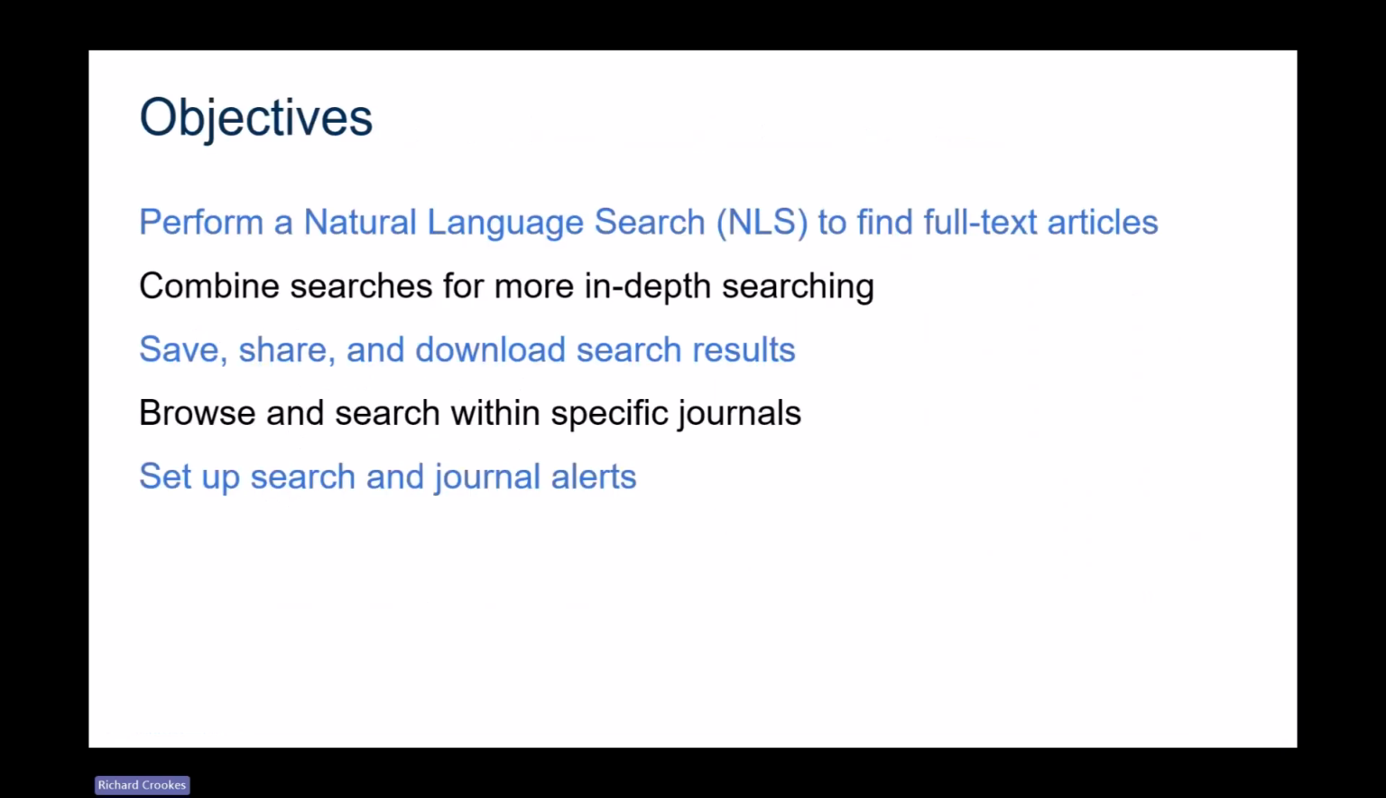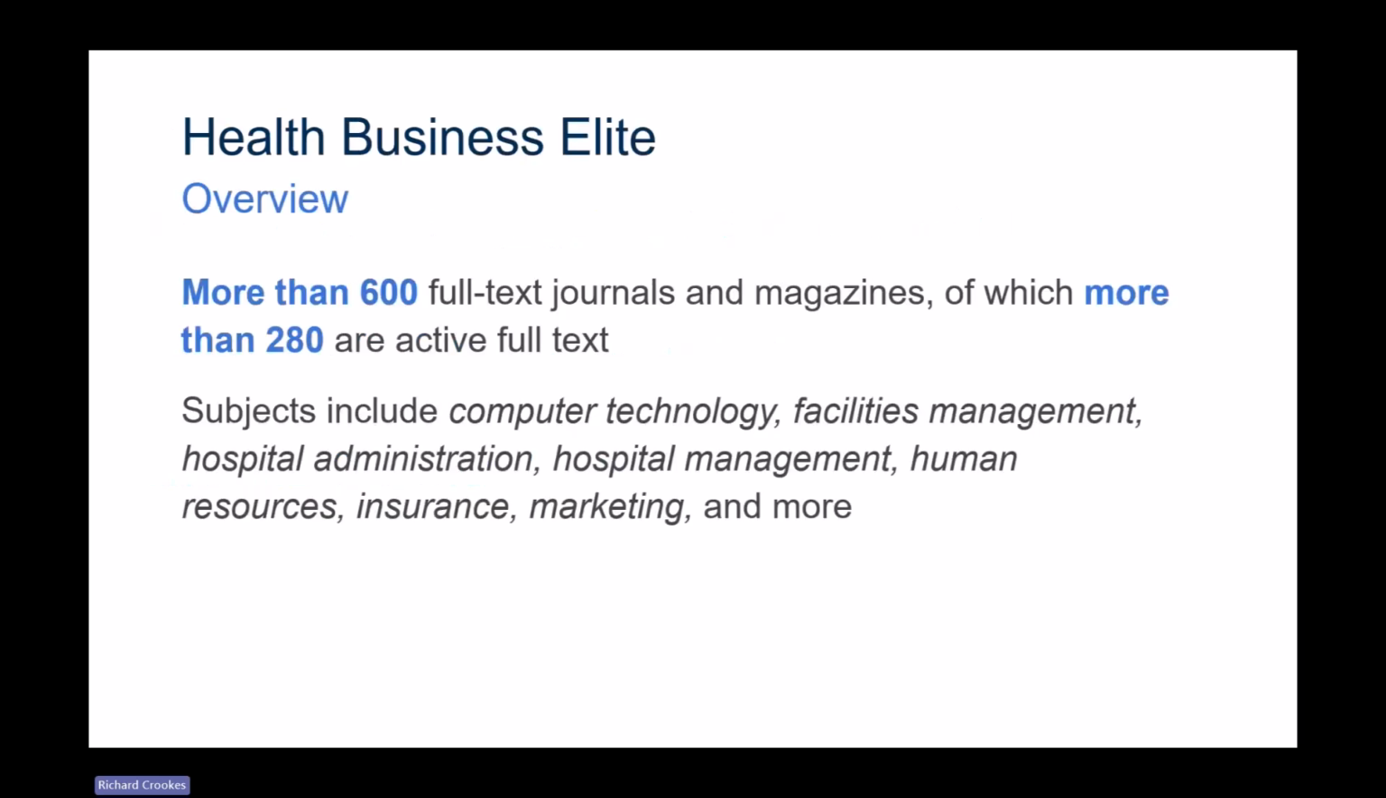In terms of the objectives for this session, my hope is that by the end of it, you'll be able to perform a natural language search to find full text articles. You'll be able to combine searches for more in-depth searching. So we go through the steps of that in the live demonstration. You'll also be able to save, share, and download search results, browse and search within specific journals, and also set up search and journal alerts as well. So that's what you're expecting from the session this afternoon.